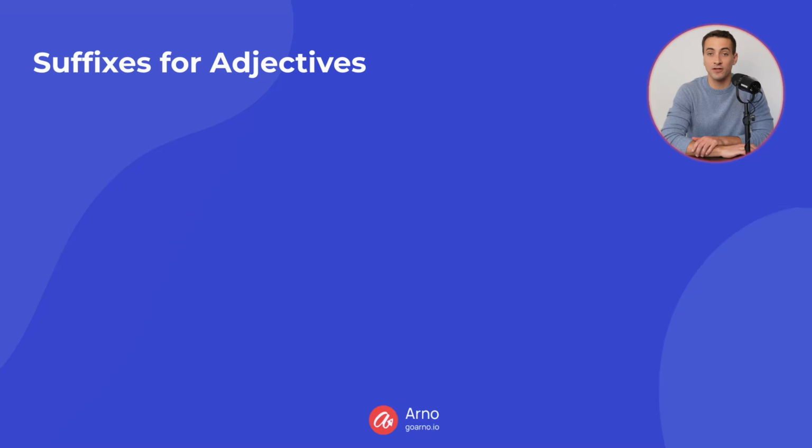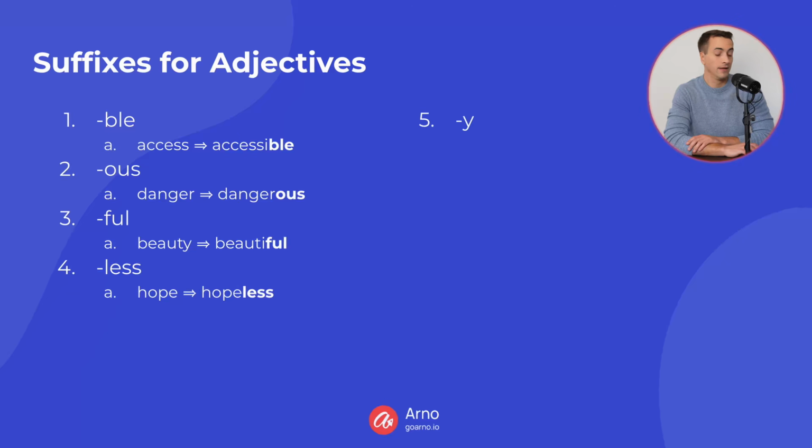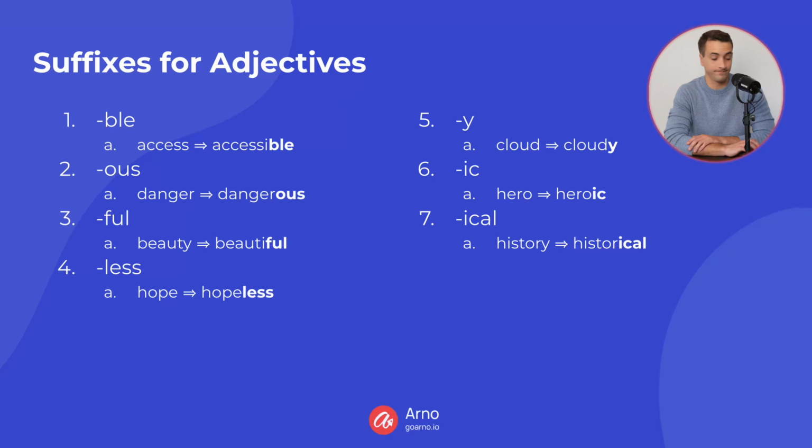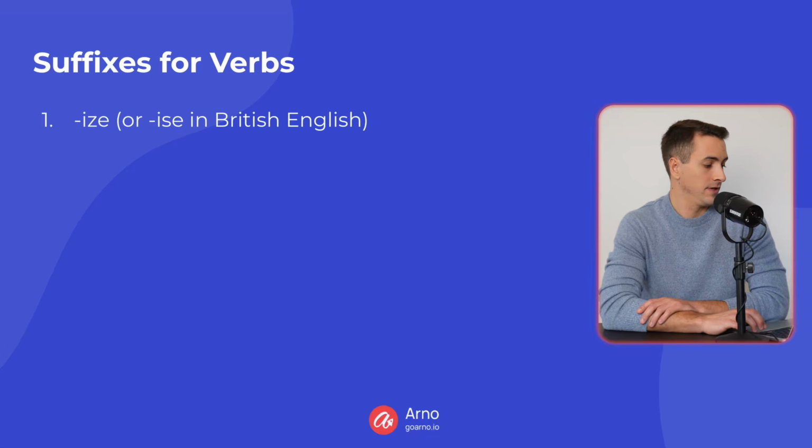Let's now look at suffixes for adjectives. BLE, for example, accessible. OUS, dangerous, full, beautiful, less, hopeless. Why? Cloudy, icy, heroic, ical, historical, ive, creative. And finally, let's look at suffixes for verbs.